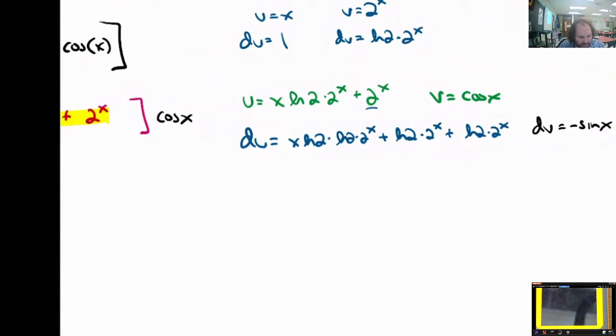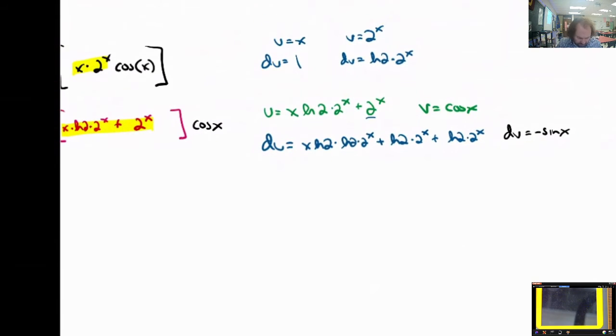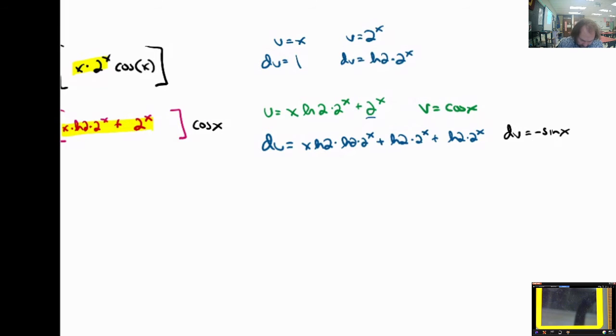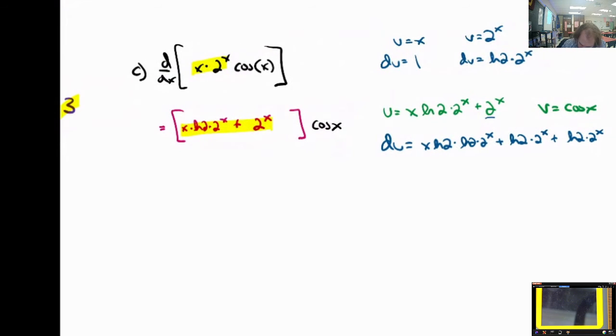I don't think the published answer is correct, though, because they've got a bunch of different terms here that I'm not seeing. So I'm just going to go forward with it and clean it up and do the best I can. So the final derivative here, u times dv. I'm just going to leave it as negative sine of x times x natural log of 2 times 2 to the x plus 2 to the x. That's the first chunk. Plus the cosine of x times all that other stuff.